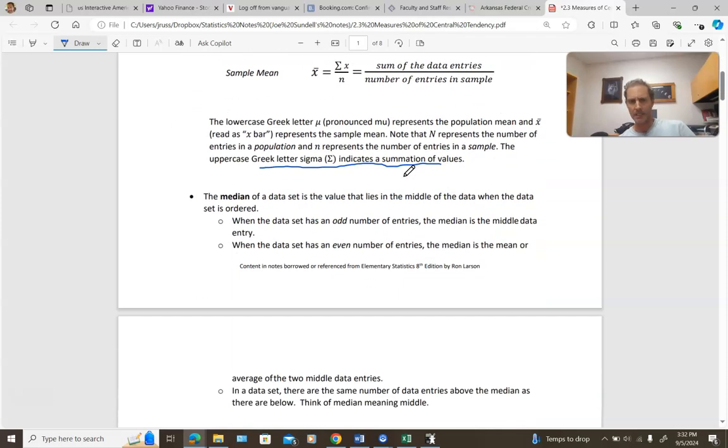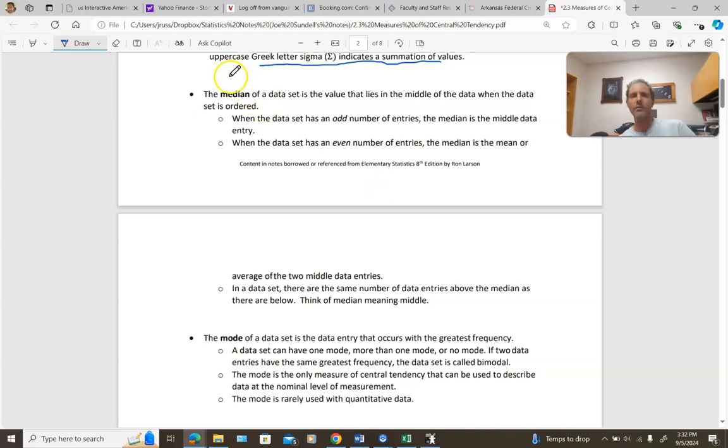Now, what about the median? When you hear the word median, guys, you want to think about middle. You may have heard that term used before. I know I hear it a lot, like on the national news. They may say the median household income is $60,000. What that means is 50% of all household incomes fall below $60,000, and 50% of all household incomes are above $60,000.